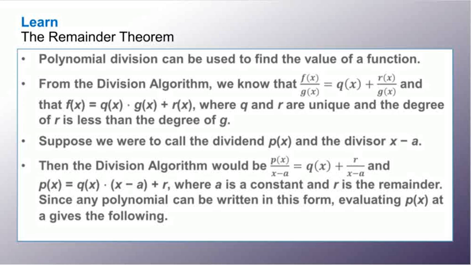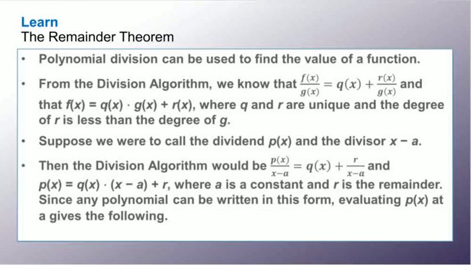So suppose we were to call the dividend p of x and the divisor x minus a. Then the division algorithm would be p of x divided by x minus a equals q of x plus r divided by x minus a, and p of x equals q of x times x minus a plus r, where a is a constant and r is a remainder. Since any polynomial can be written in this form, evaluating p of x at a gives the following.